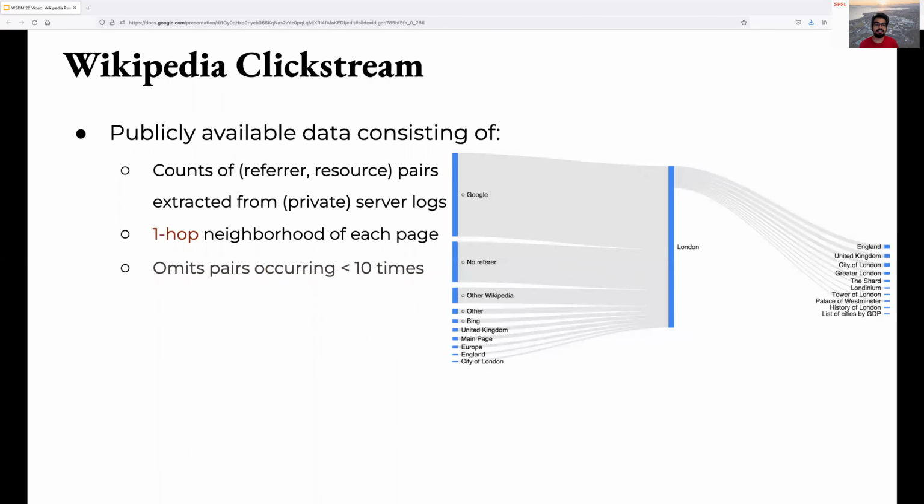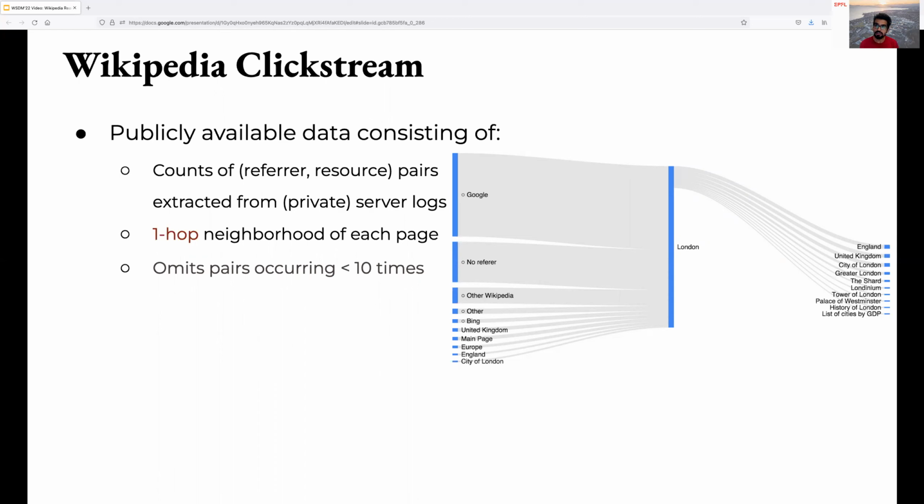Thankfully, there exists a publicly available resource called the Wikipedia Clickstream, which is a data set that consists of counts of referrer-resource pairs extracted from the very privately held navigation trace data logged into the servers of the Wikimedia Foundation. One can think of these interactions as being the interactions that happen in the first hop neighborhood of each page. To also further ensure privacy, all the interactions that happen less than 10 times are also omitted from this data.